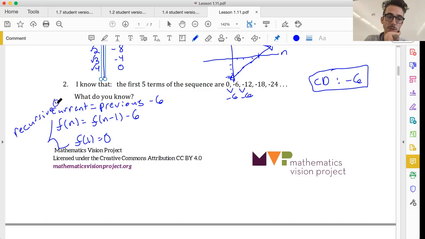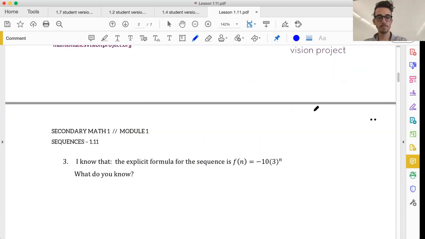2 interpretations of our recursive in words and also in function notation. What else can we do? We can get the next few terms. That's cool. So we could keep this going, keep subtracting 6, get negative 30. Keep it going, subtract 6, get negative 36. So those are some other terms we could have thrown in.